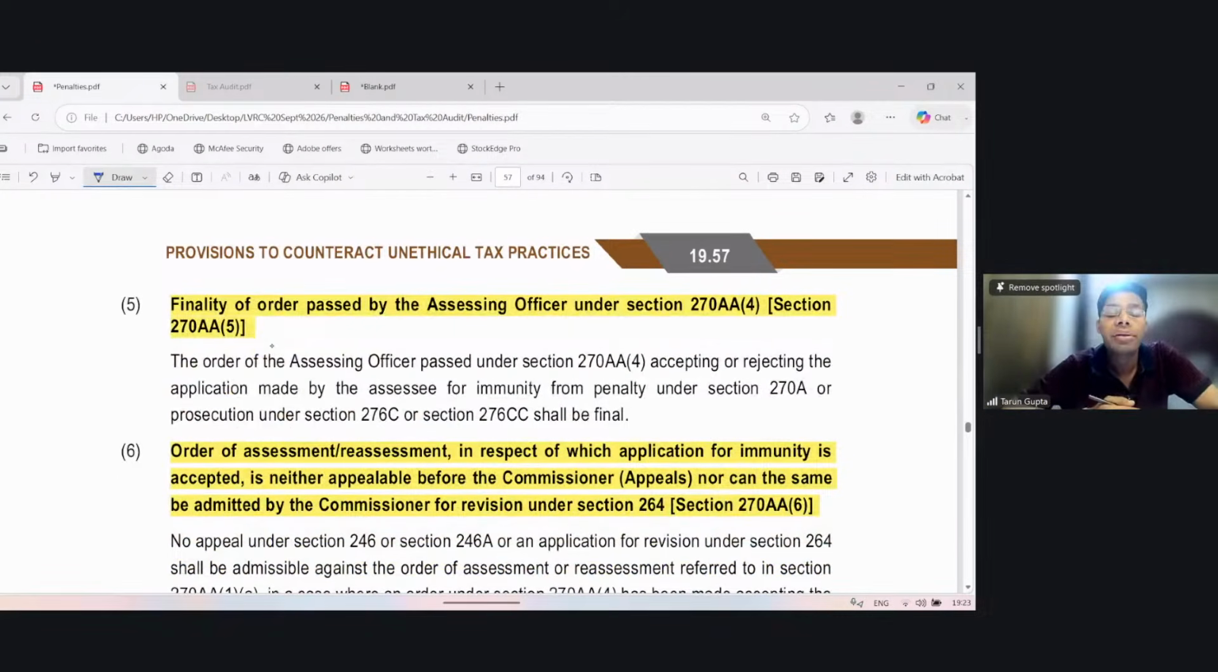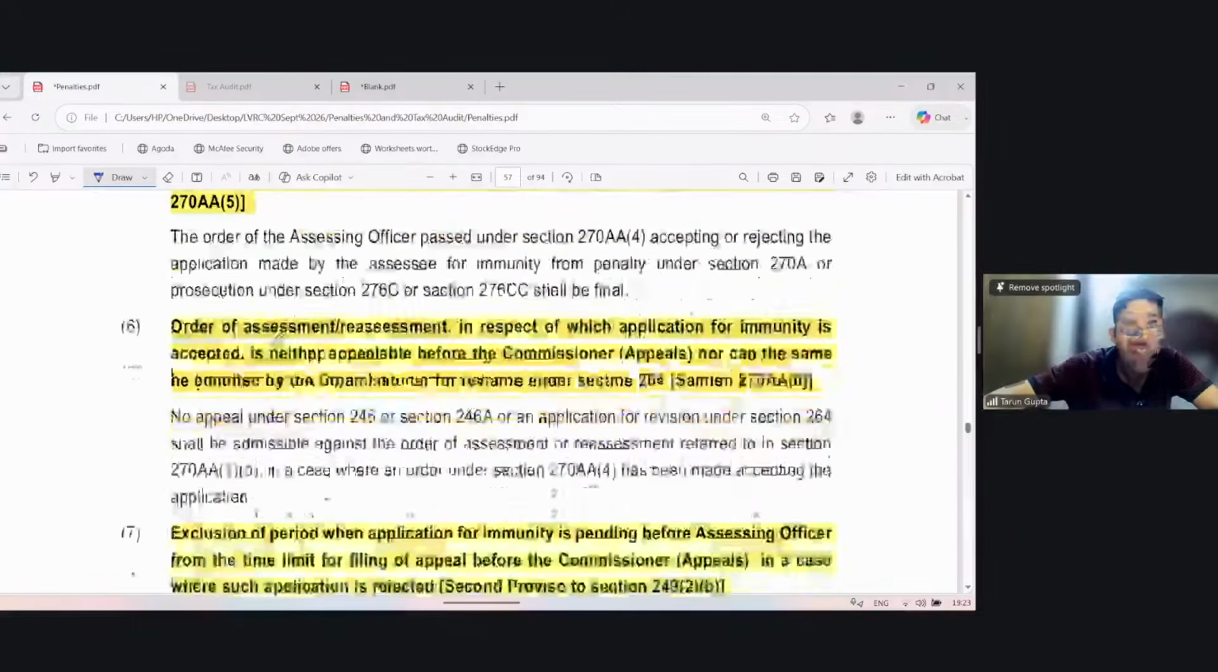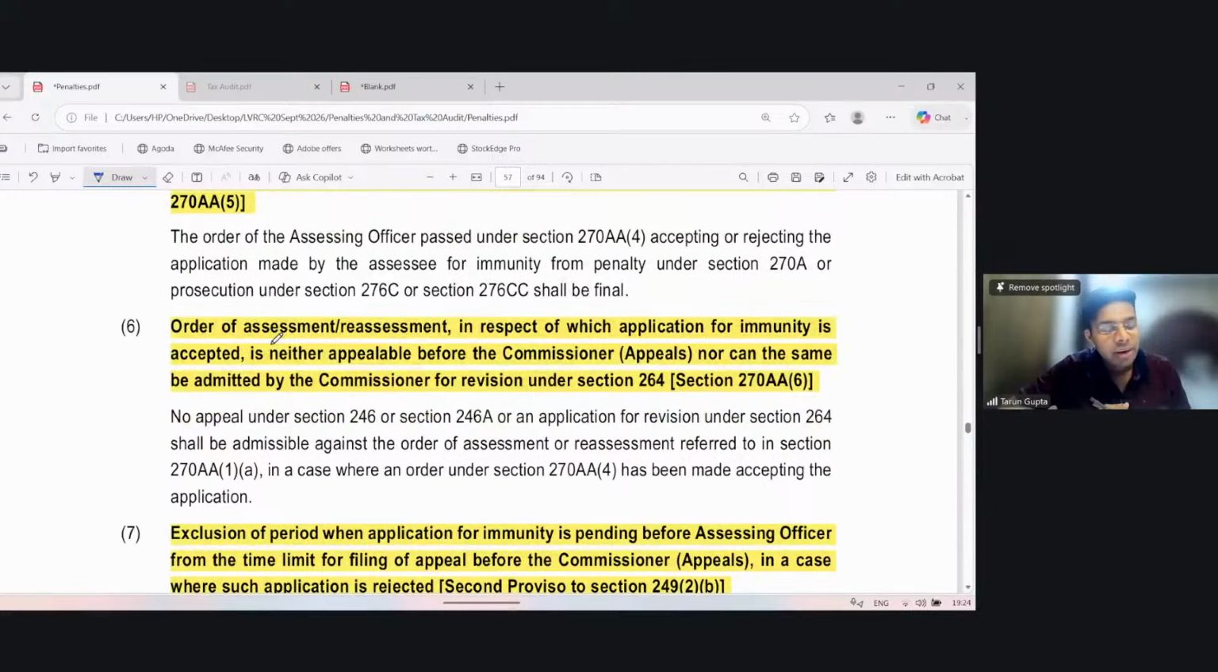Also, the order so passed under section 270AA is a final order. No appeal under the Act can be made against such order. The only recourse against such order is a writ proceeding or SLP. Similarly, it again clarifies that an order of assessment in respect of which the application for immunity is accepted is neither appealable before the Commissioner nor can the same be admitted by the CIT for revision under section 264. So if you have gone for the 270AA route, then you cannot go for the appeal or revision route. So they are mutually exclusive.